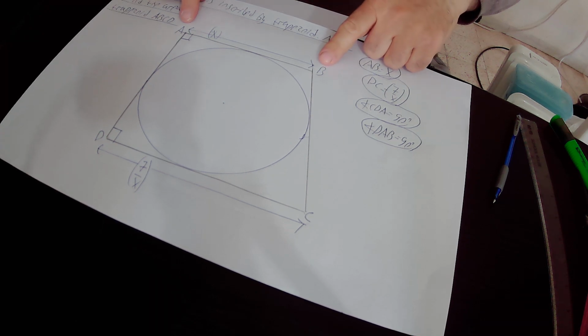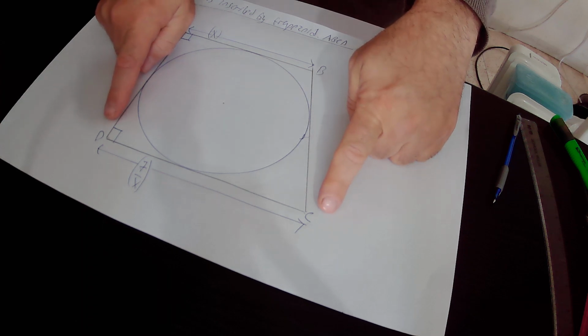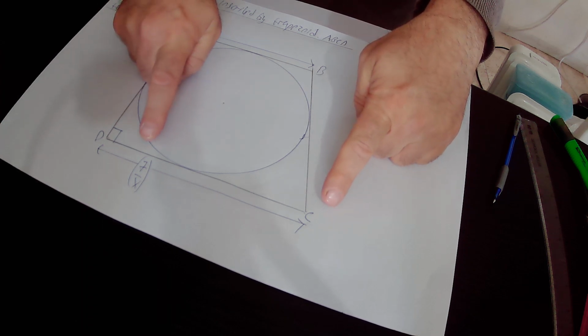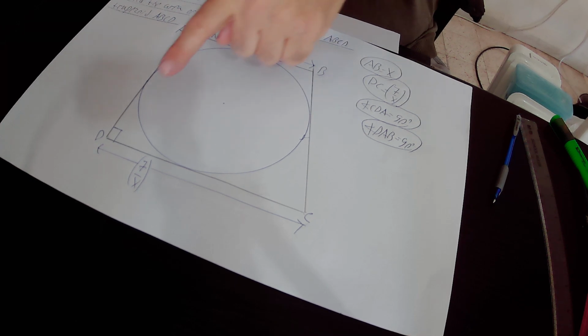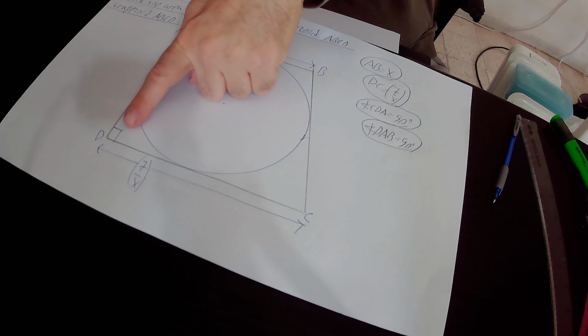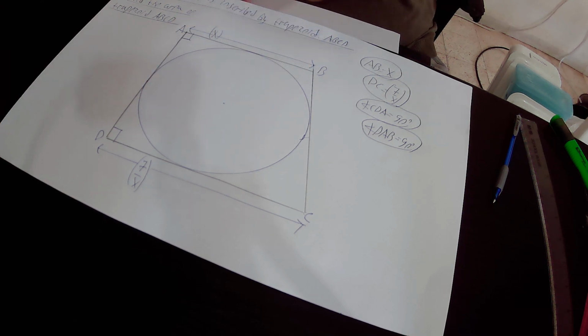This is side AB of trapezoid ABCD, that is equal to x. This is side DC, that is equal to 7 over x. This is angle BAD, that is a right angle, and this is angle ADC, it is also a right angle. Again, our mission is to find out the area of this trapezoid ABCD.